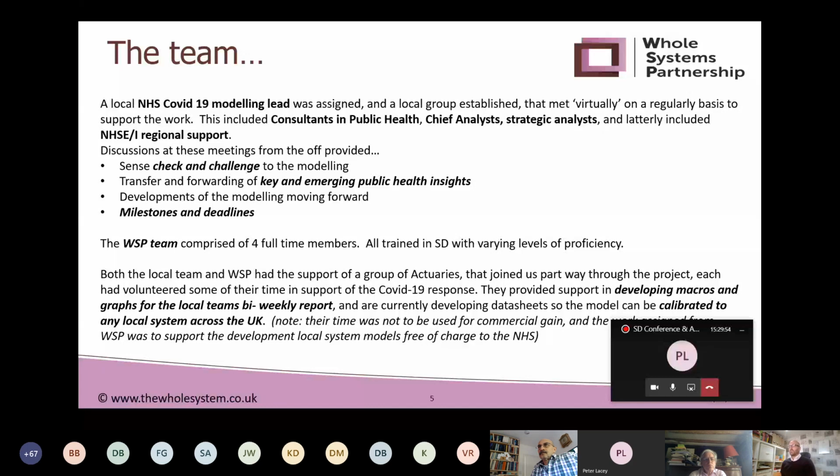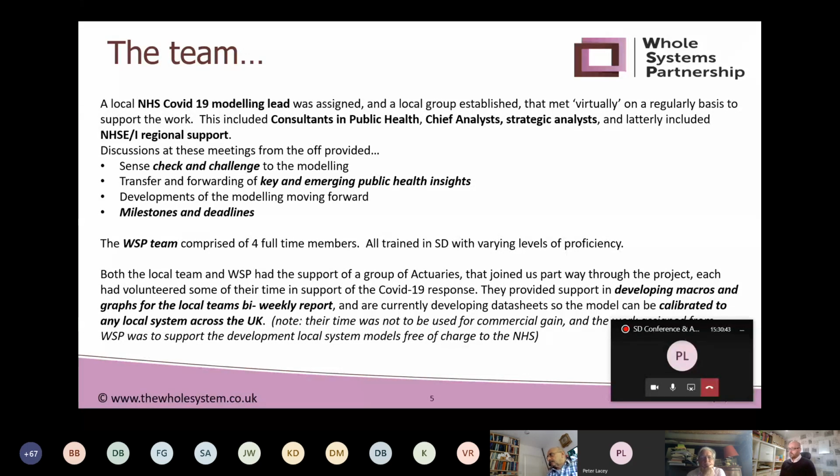And these were often, in that late March, early April time, very much daily conversations with daily deadlines. And the WSP team comprised 4 of us, all trained in SD with varying levels of proficiency. I would say I'm probably at the bottom of those 4. I'm less technical than my colleagues, and still definitely learning. Both the local team and WSP had, partway through the project, some support from some actuaries, and they have been supporting both the local teams in producing reports and developing macros and crunching some data for us, so that we can create this model for any local health system in the UK.